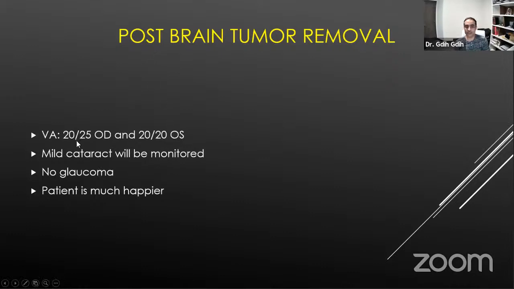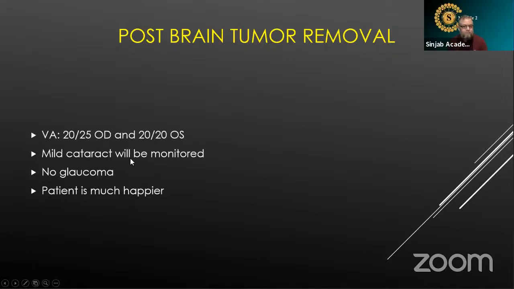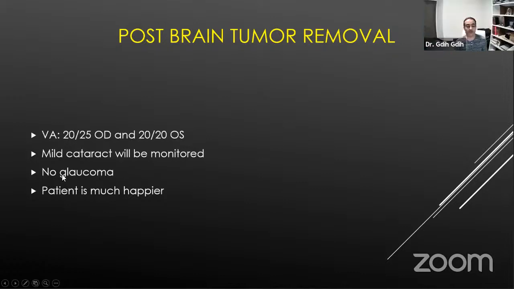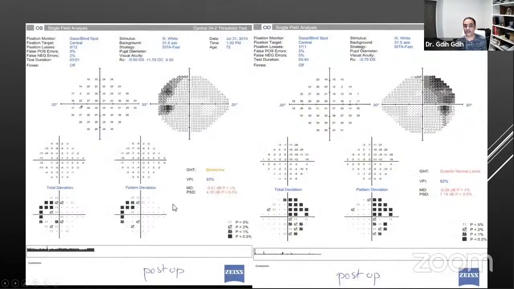Now her visual acuity is 20/25 in the right eye. It was 20/40, and she was 20/20 in the left eye. Now she improved. Subjectively, she's fine. She feels her vision is better, and she doesn't need cataract surgery anymore. So now the cataract is mild and to be monitored, and there was no glaucoma of concern, and the patient is much happier. This is her post-op field.